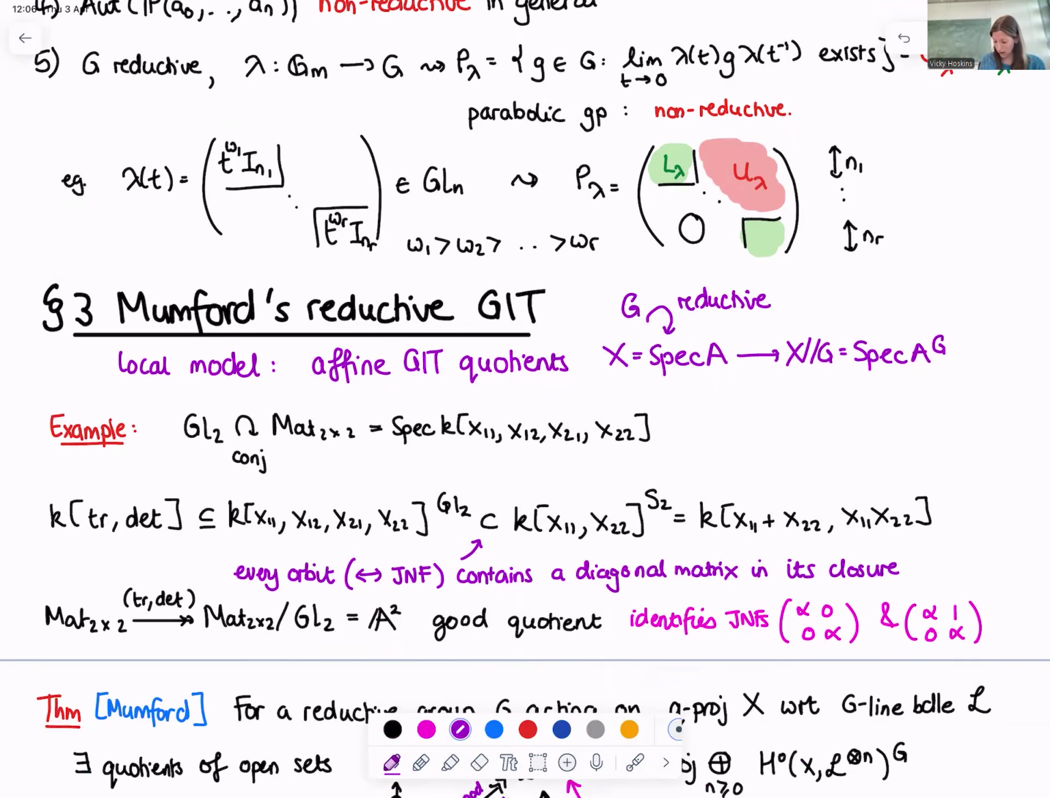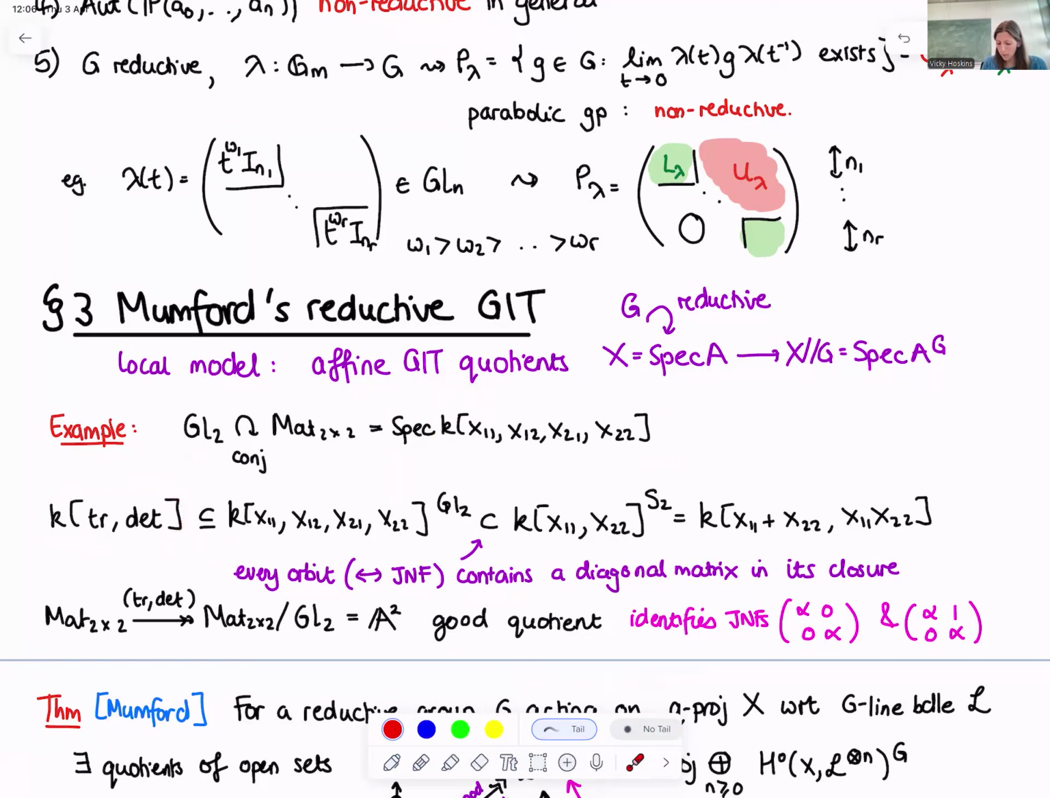So if you take GL2 acting on 2 by 2 matrices by conjugation, then you can ask, well, what are the G invariant functions here? So you're looking for conjugation invariant functions on matrices. Well, from linear algebra, you know that the trace and the determinant are both invariant functions. And so you can take polynomials in these, and this will be contained inside this invariant ring.